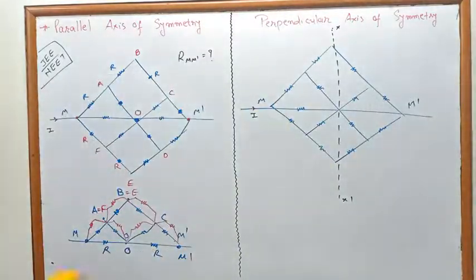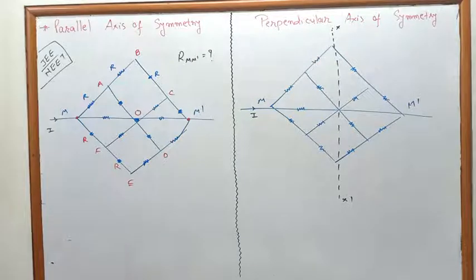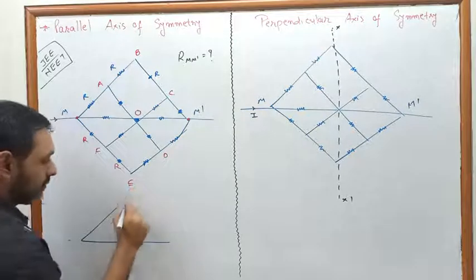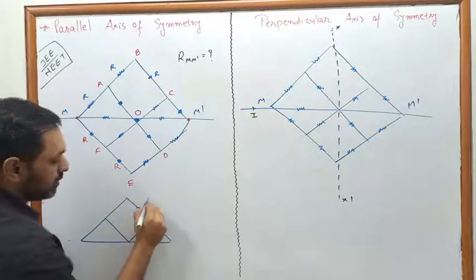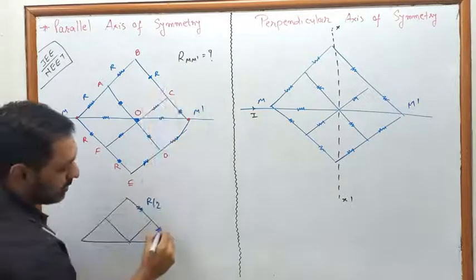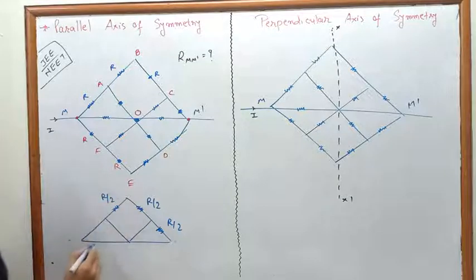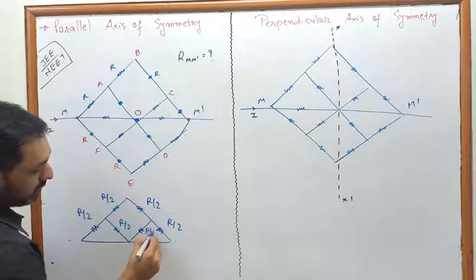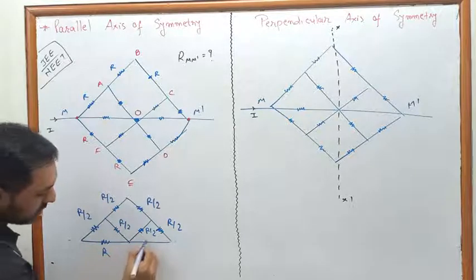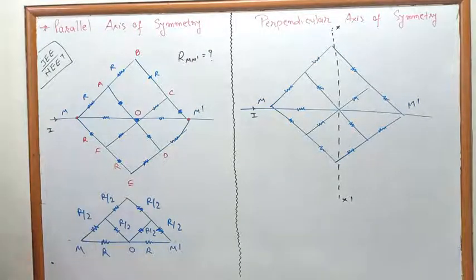So the resultant will be like this. This one will become R by 2. This R will become R by 2. This R also becomes R by 2, R by 2, R by 2, R by 2. Only these two resistors have the value R.